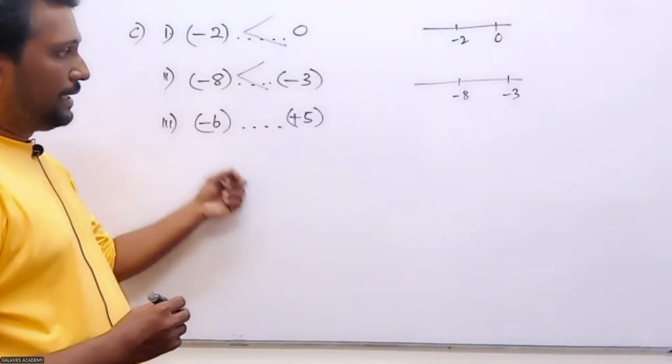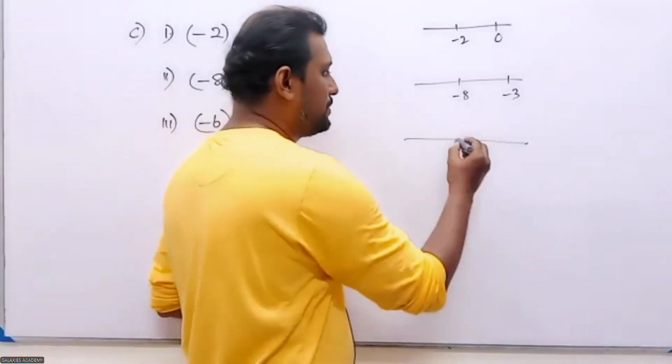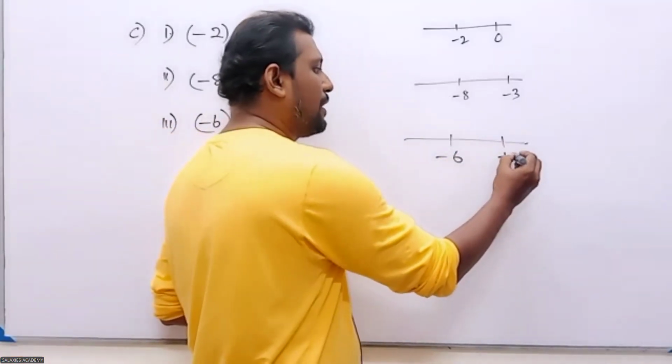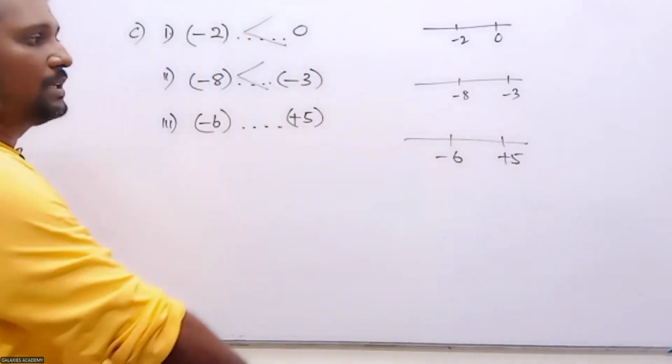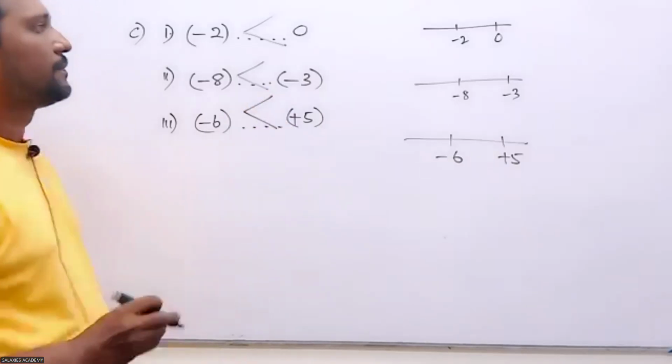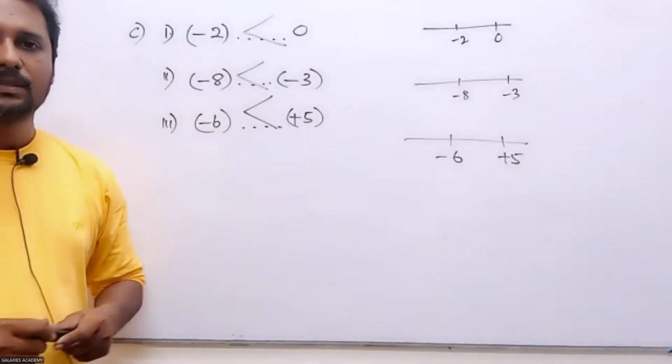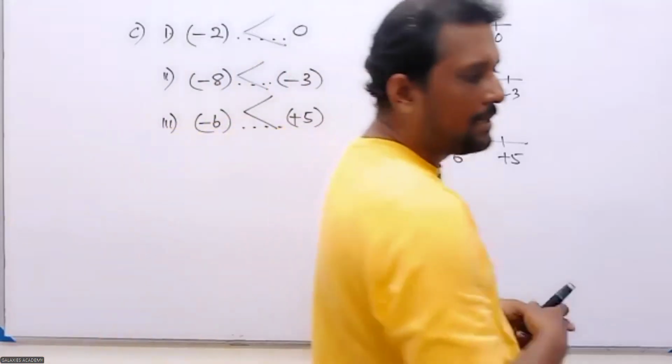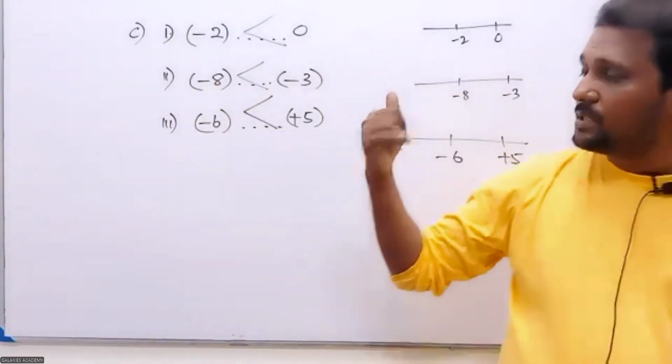Next one, -6 and +5. If I mark -6 here, +5, we have to mark this direction. So the larger value is +5. Right? They are the answers of simple C part.